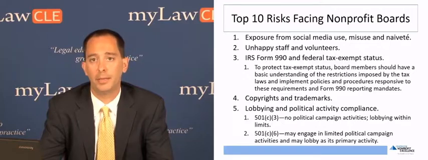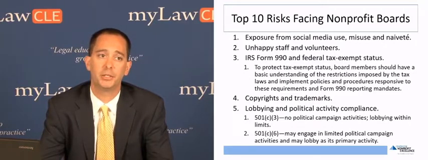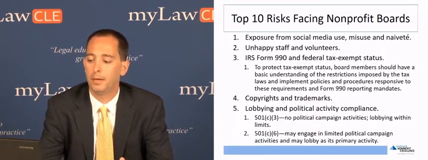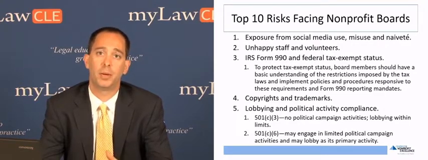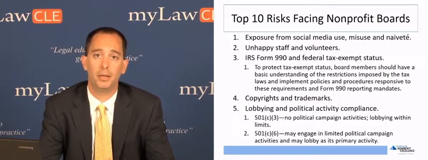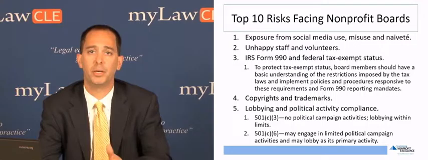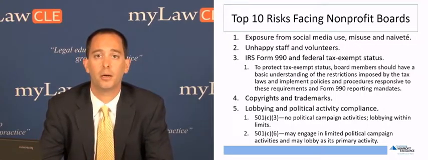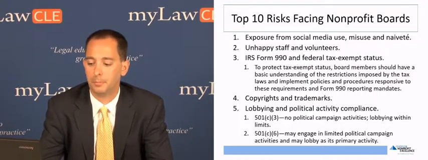The third is IRS Form 990, which is the organization's individual tax return and its federal tax-exempt status. To protect that tax-exempt status, board members should have a basic understanding of the restrictions imposed by the tax laws and implement policies and procedures responsive to these requirements and Form 990 reporting mandates. This goes back to the need for independent financial review of the organization's business records, and also a board member needs to review that tax return on an annual basis.